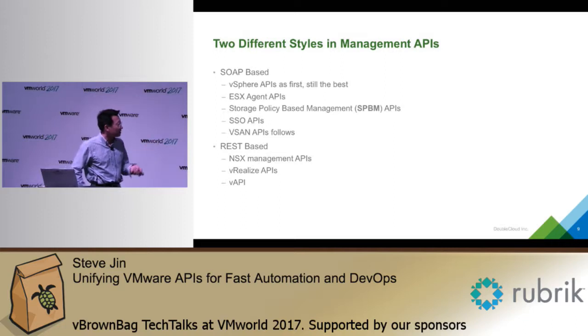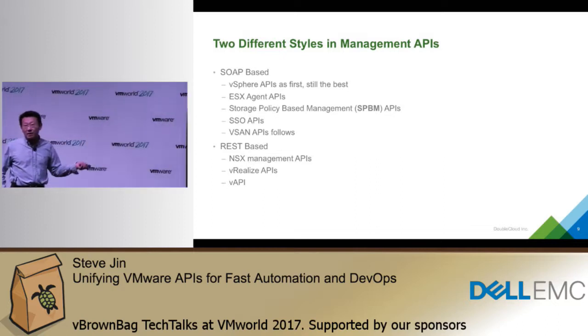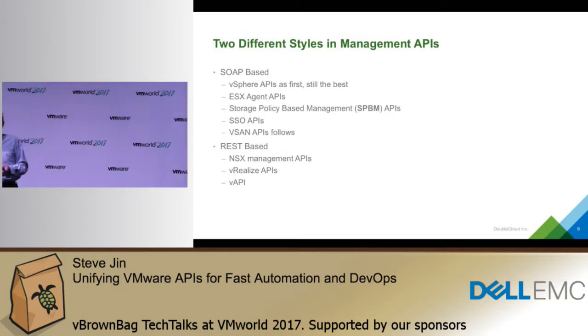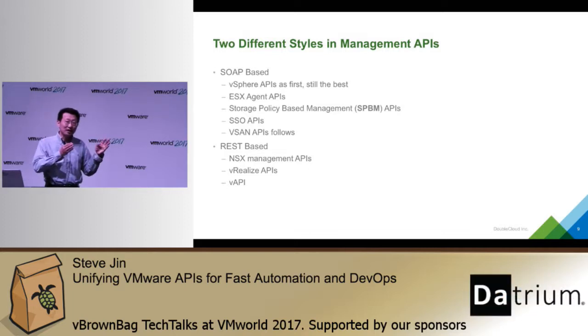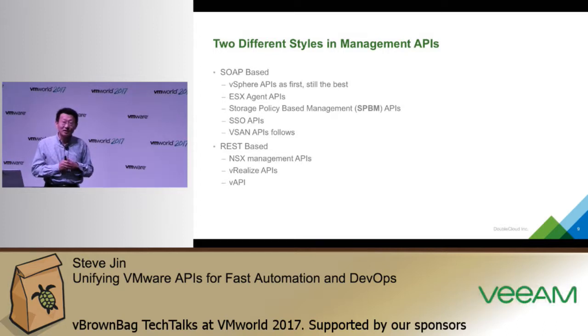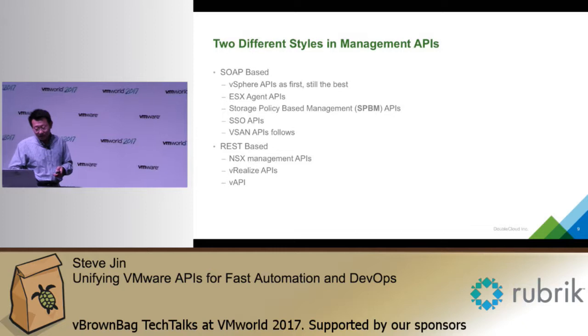There are storage policy-based management APIs, and the SSO APIs. And the latest one is the vSAN API. The vSAN API actually uses exactly the same infrastructure as the vSphere API. If you are familiar with the vSphere API, the vSAN API is very natural to use. We have done some work to integrate those together, so when you use the vSAN API and the vSphere API, it just looks like one API. You don't need to worry about anything else.